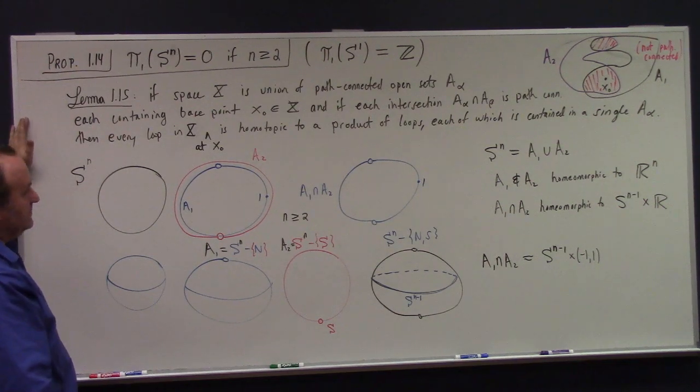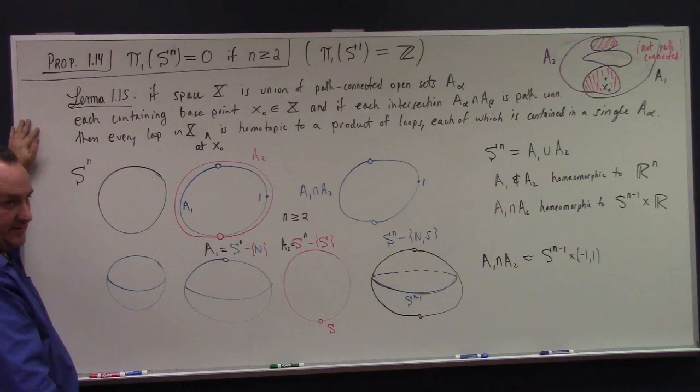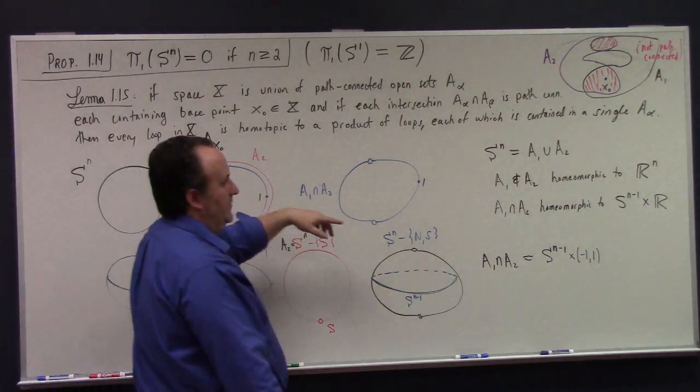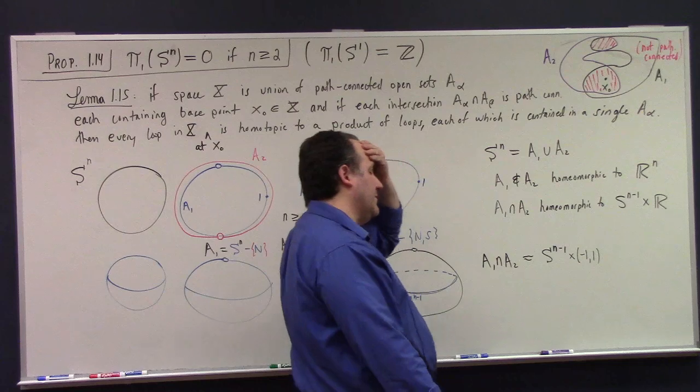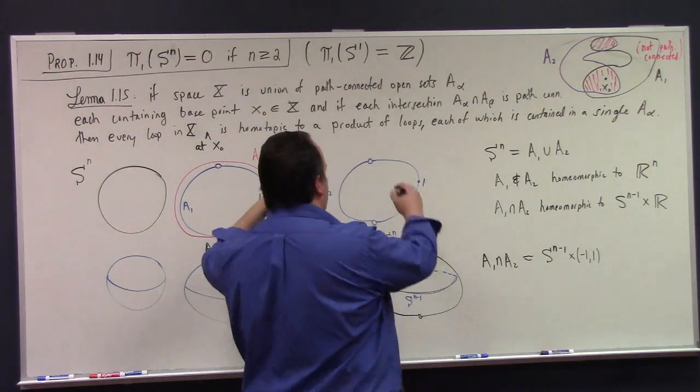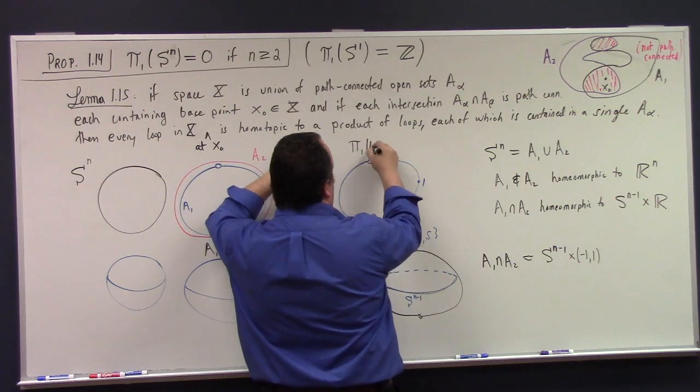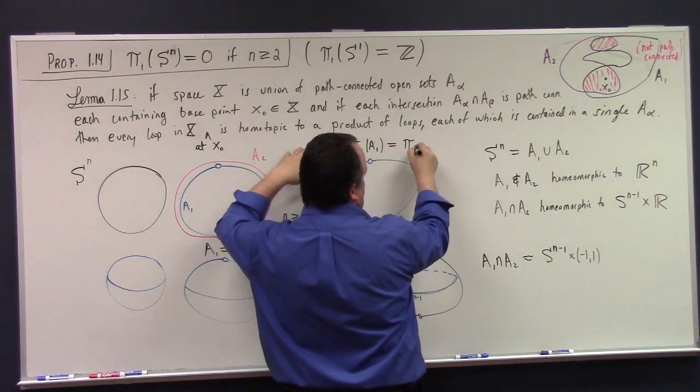based at, say, 1, then it should be homotopic to a product of loops, each of which is contained in a single A alpha, right? But our alphas are just A1 and A2, right? And what if you have a loop in A1? A1 and A2 are homeomorphic to Rn. Remember, homeomorphism preserves homotopy, right? So the fundamental group of A1 is equal to the fundamental group of Rn.